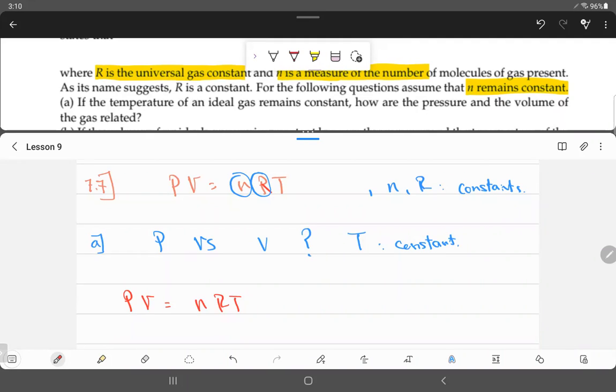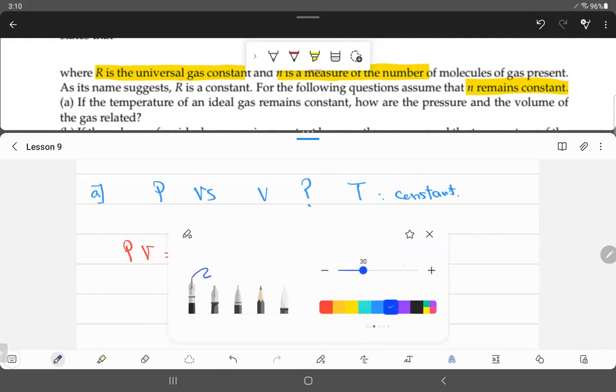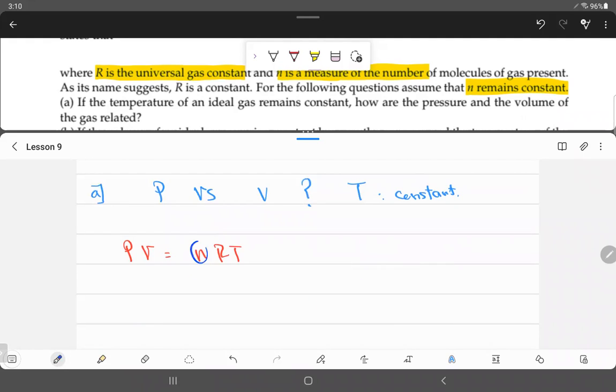So in this case now, what do we have? This is constant, this is constant, this is constant. You multiply all of these guys, you get a constant. So what do we have? You have P times V.